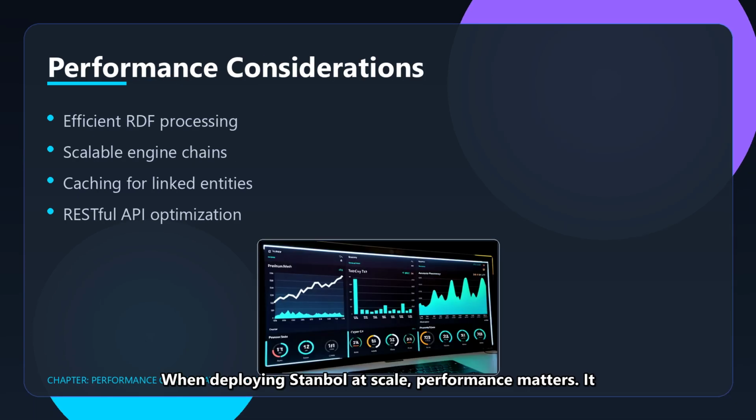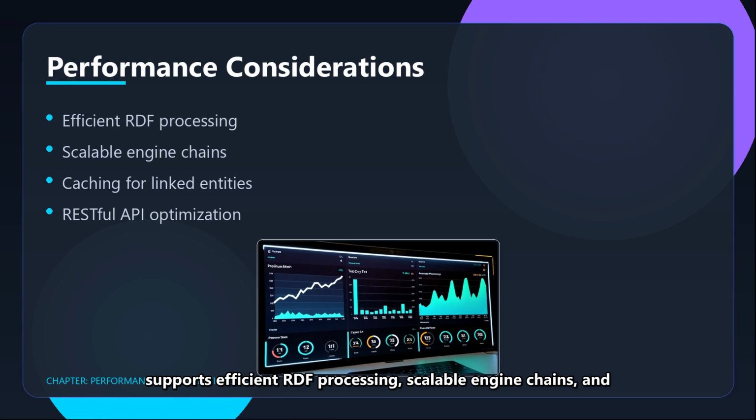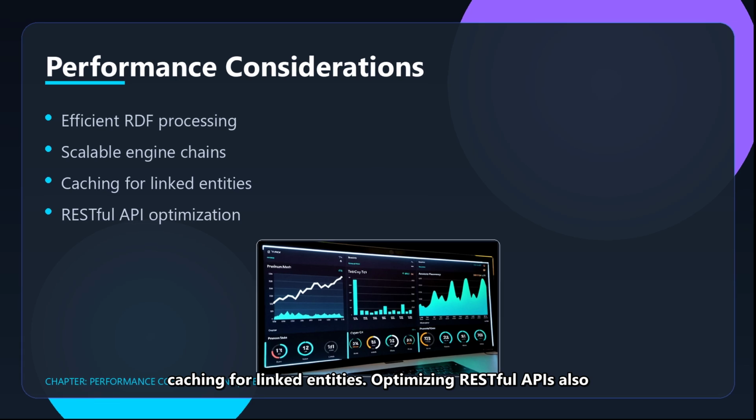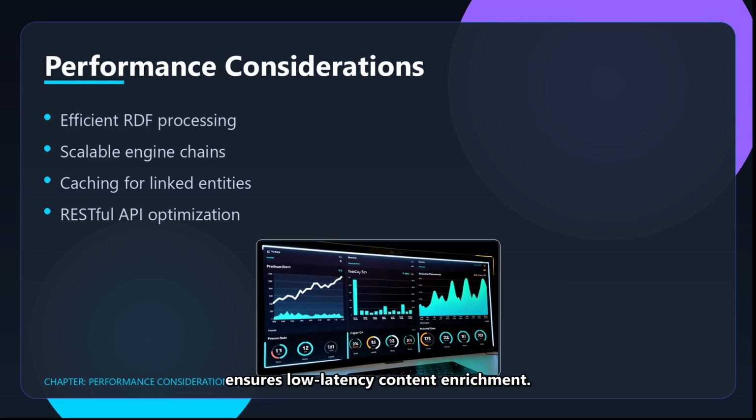When deploying Stanbol at scale, performance matters. It supports efficient RDF processing, scalable engine chains, and caching for linked entities. Optimizing RESTful APIs also ensures low-latency content enrichment.